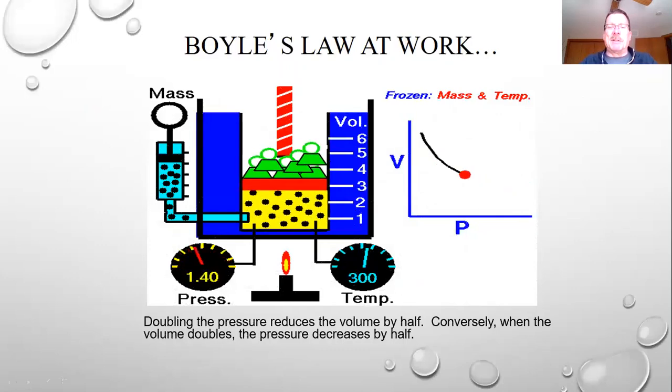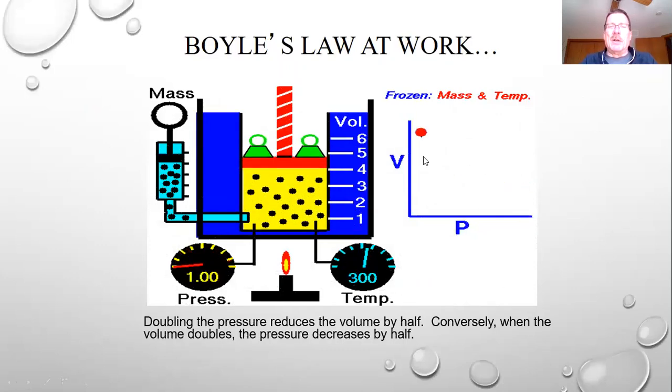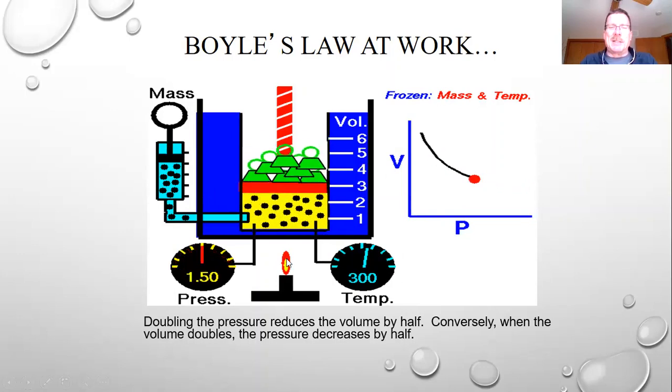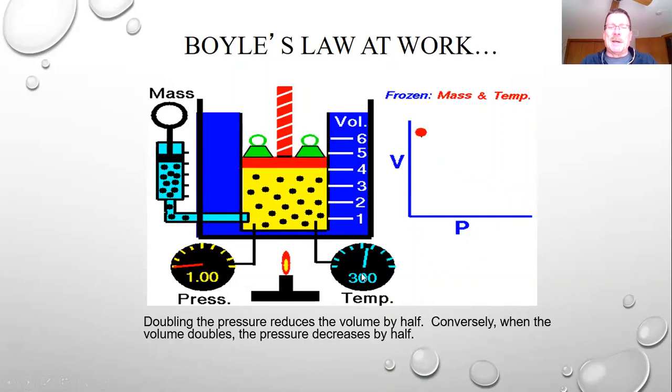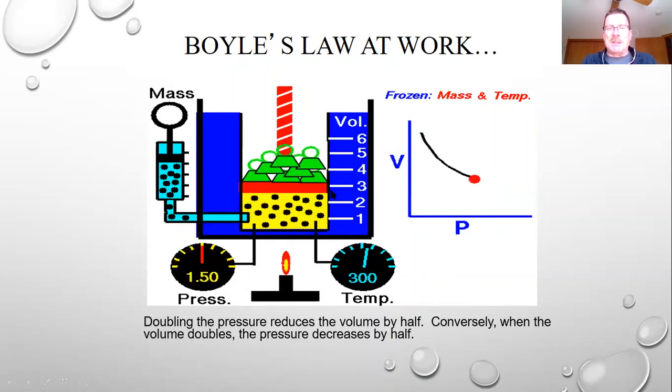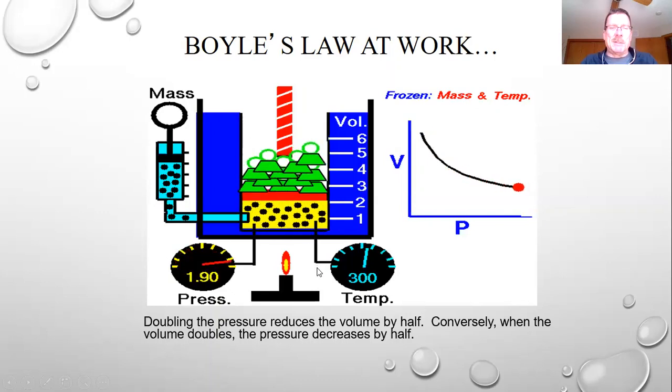And here's the animation I was telling you about. You've got this container, you're holding it at a constant temperature, and you have an exact amount of gas in there. You can see your indirect relationship occurring. Temperature is being held constant. As the pressure increases by these weights, the volume decreases. That's the idea.